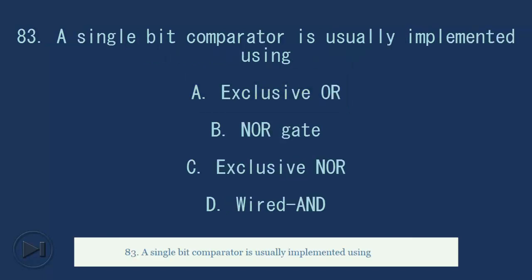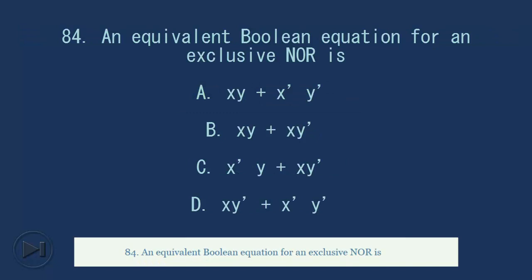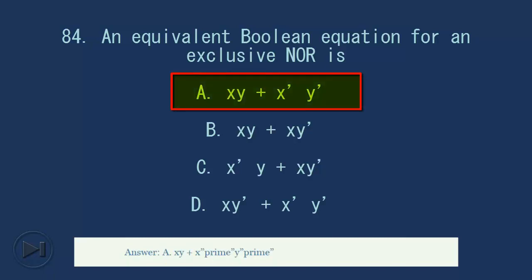Glitch. 83. A single bit comparator is usually implemented using A. Exclusive OR. B. NOR gate. C. Exclusive NOR. D. Wired AND. Answer, A. Exclusive OR. 84. An equivalent Boolean equation for an exclusive NOR is A. xy and x prime y prime. B. xy and xy prime. C. x prime y and xy prime. D. xy prime plus x prime y prime. Answer, A. xy and x prime y prime.